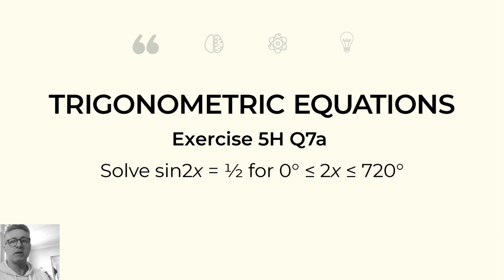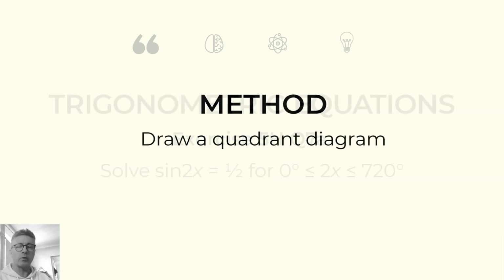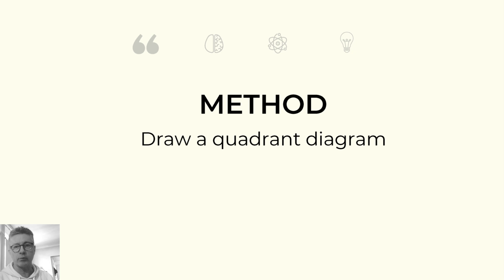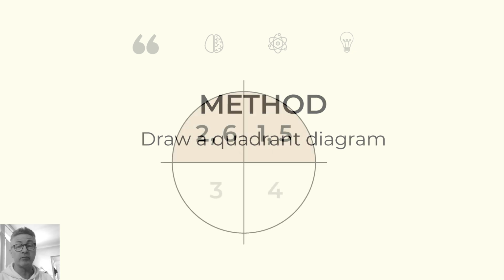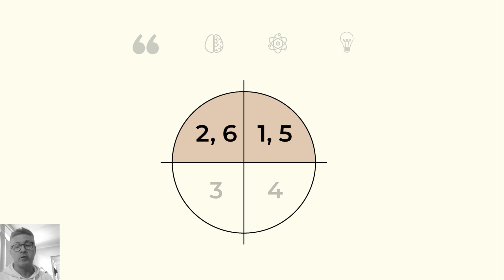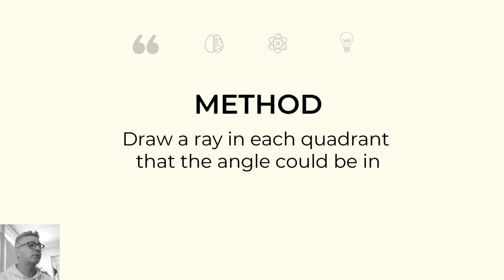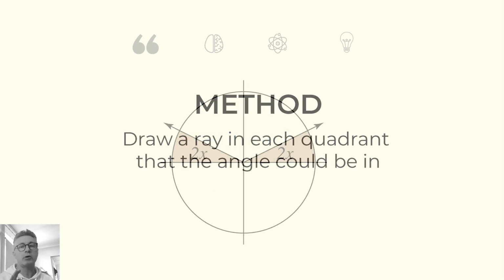The suggestion then is to draw a quadrant diagram, and we've already established that for this example, 2x will be in the first or second quadrant, but it'll also be in the fifth or sixth quadrant because the domain is not 0 to 360, it's going to be 0 to 720. Then what they suggest you do is you draw a ray in each of those quadrants, and this is the really important part, we mark the acute angle.